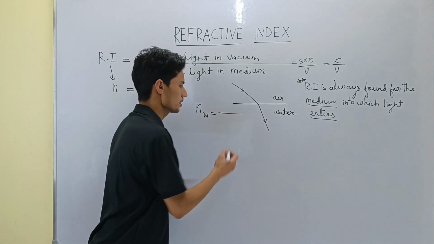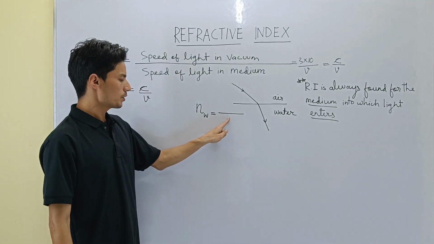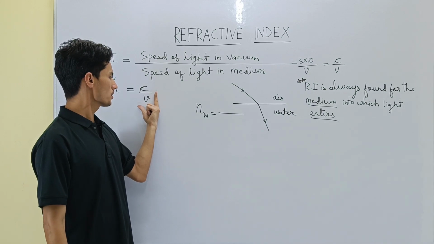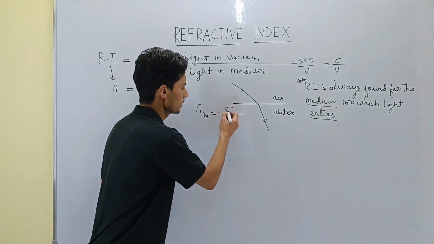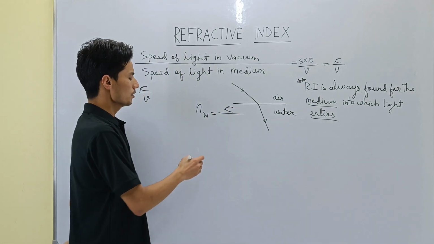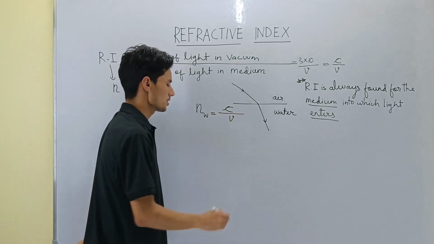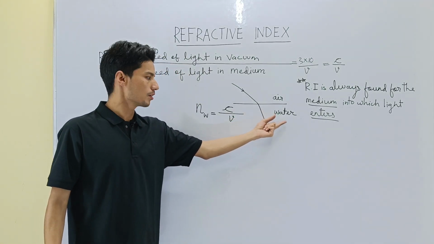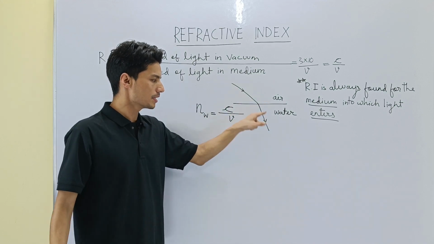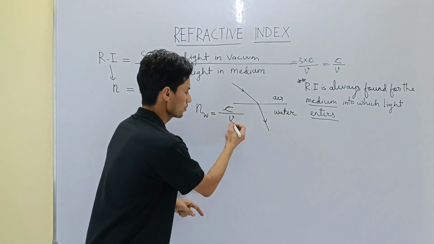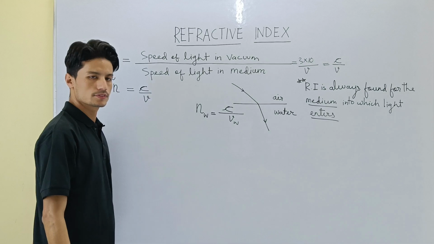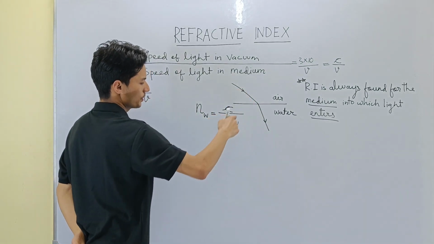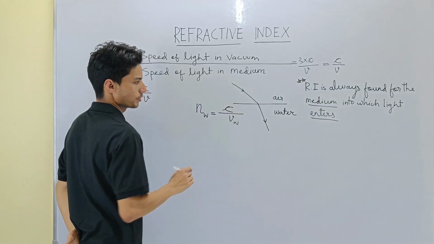Then ratio, so this line is here. Now here what do you write? Well, we will be using this formula only. On the top it will be C, and then below V. What is this V? This is the speed of light in the medium in which light is entering. So the medium into which light is entering is water, so this will be V W. So the RI formula for this case will be N W equals C by V W.